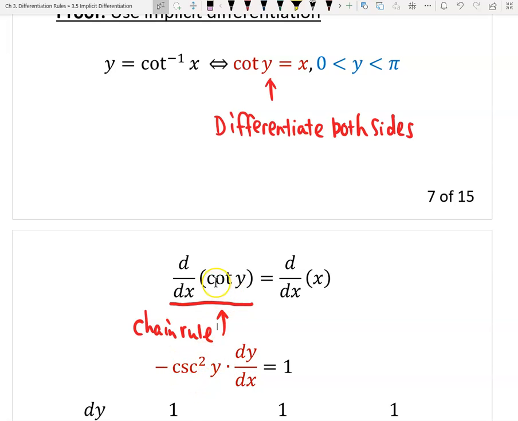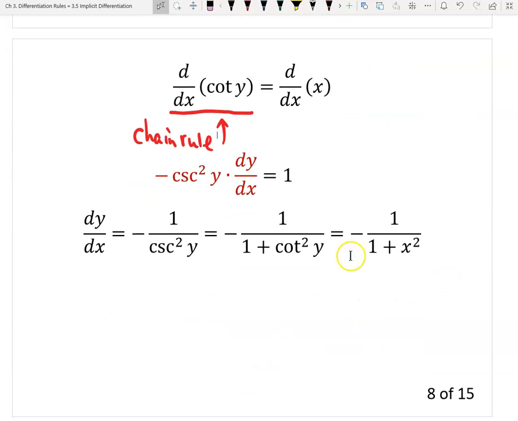If we find the outer function, can you see? The outer function is cotangent u, which is cotangent y. Taking the derivative of cotangent gives negative cosecant squared, right? Here is where we get the negative. The inner is y, take a derivative with respect to x, of course, and then the right side equals 1. Almost there. We solve this equation for dy/dx, and we will get the answer.